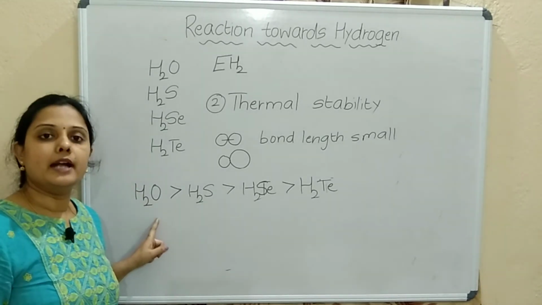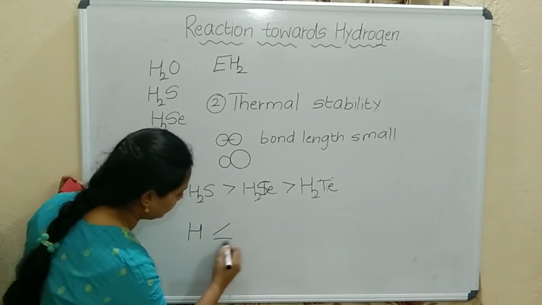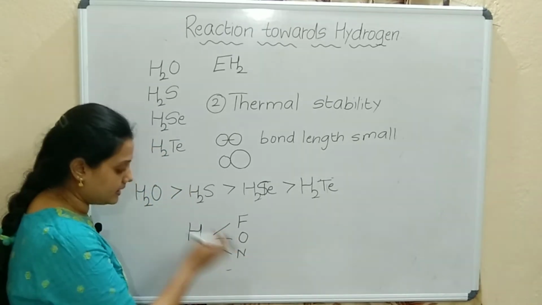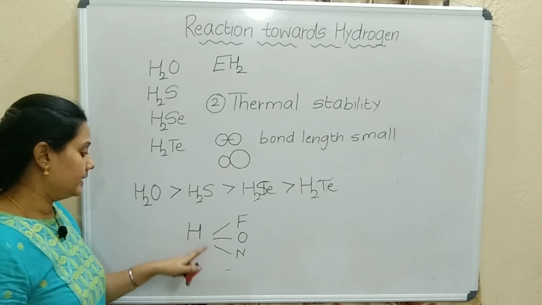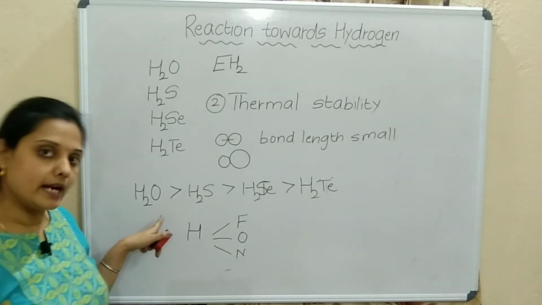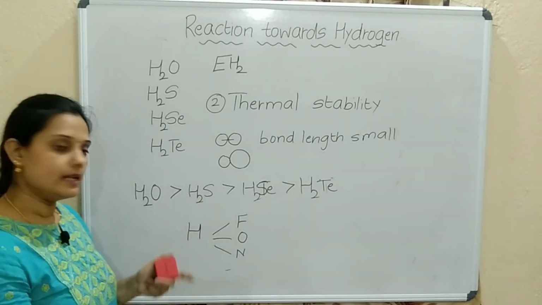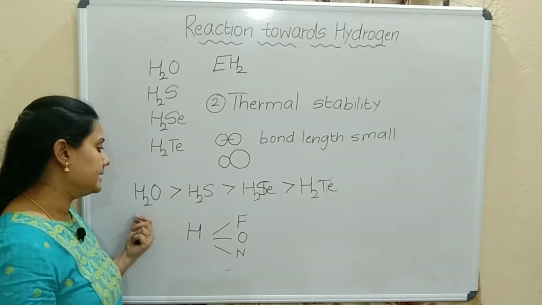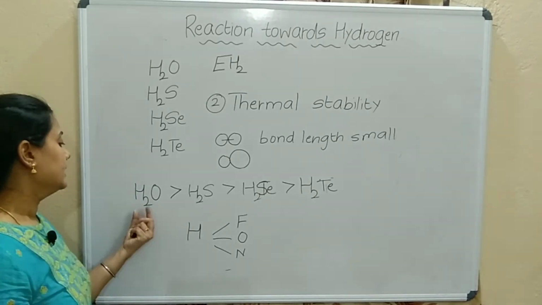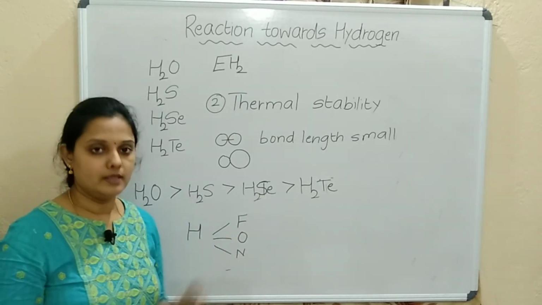Moreover, it is also forming hydrogen bond. Okay. If hydrogen combines with three elements, FON, fluorine, oxygen, nitrogen, then we say a hydrogen bond is formed. So H2O is having hydrogen bond also. Hydrogen is small in size, oxygen is small in size, and because of this reason it is stable. So more energy is required to break the bond in case of water. So the order goes in this way. Just make a note of this.